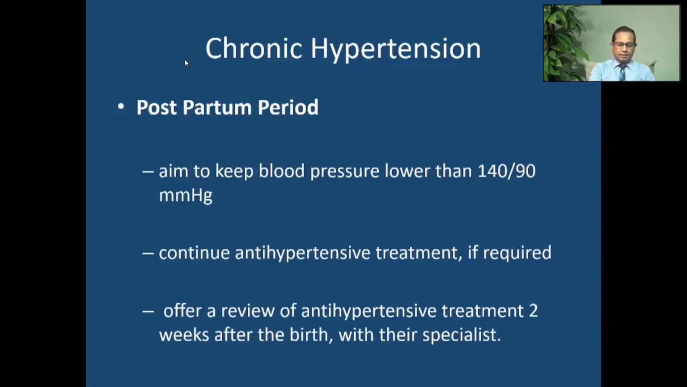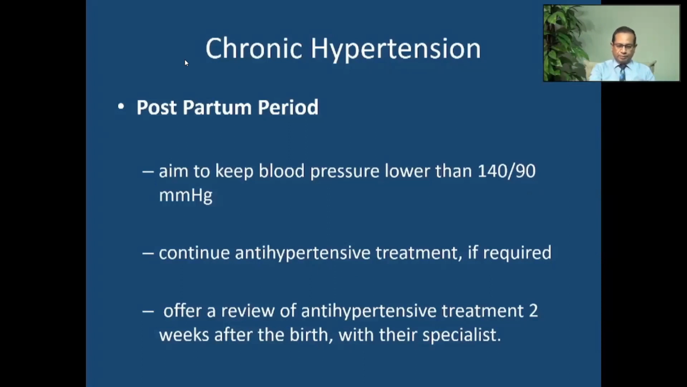So we have to maintain the blood pressure below 140 by 90, and also we need to advise the patient, right? She needs to check the blood pressure on and off, and to keep the blood pressure less than 140 by 90 for a period of 6 weeks, up to 42 days. And we need to continue the antihypertensive treatment if required. Sometimes we may be able to change the medications, or sometimes we might be able to reduce the treatment doses, but sometimes you need continued treatment to maintain the blood pressure less than 140 by 90.